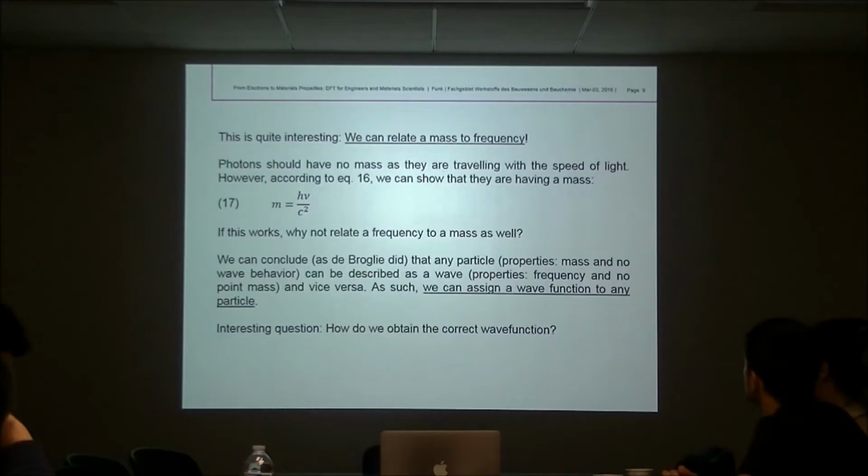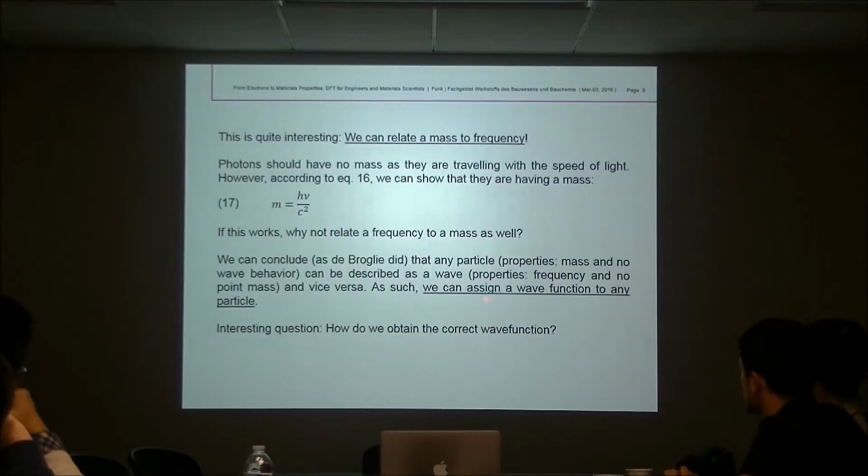Now we go the other way around. And this is what de Broglie did. Any particle, whose typical properties are mass and no wave behavior, even a point particle assumption is valid, at least for small particles, can be described as a wave with the properties frequency and no point mass. I mean, a wave is something that's valid. And vice versa. So every particle is a wave at the same time. Every wave is a particle at the same time.